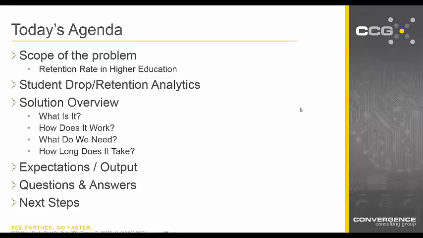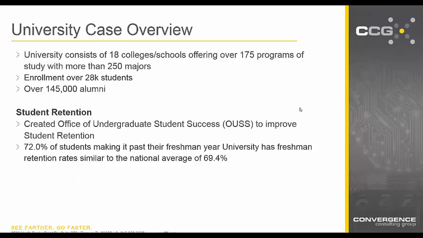So let's consider our university case study overview, what we've done, what we've experienced, what we've seen, and we've taken some sample collections. We took a test university that consisted of over 18 colleges and schools, offered over 175 programs, and had more than 250 majors. A lot of different students, snowflakes in the mix, right? Different decision-making thoughts, with enrollment over 28,000 students and an overall alumni of 145,000.